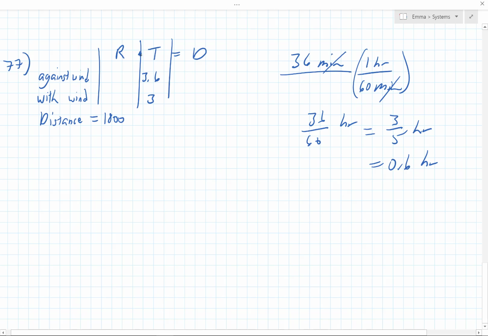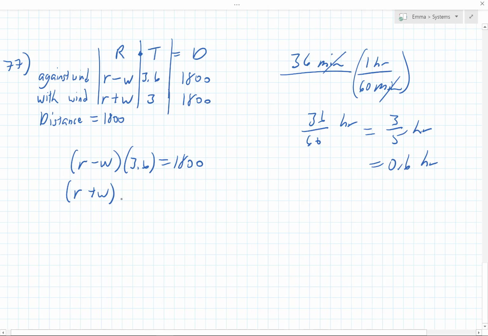And we set up this like rate times time equals distance chart. So the distance both going there and back is 1800. Against the wind, you go your normal speed, your normal rate, but the wind is pushing against you, so minus w. And with the wind, you're going your normal rate plus w. And so you get these two equations with their two unknowns. So the first one is that the rate times the time equals the distance. And then the second, rate times time equals distance.